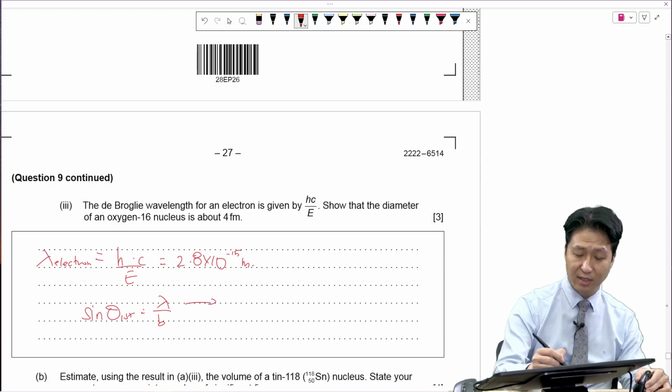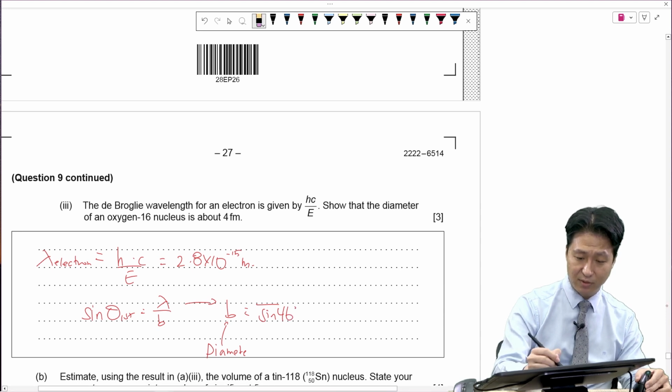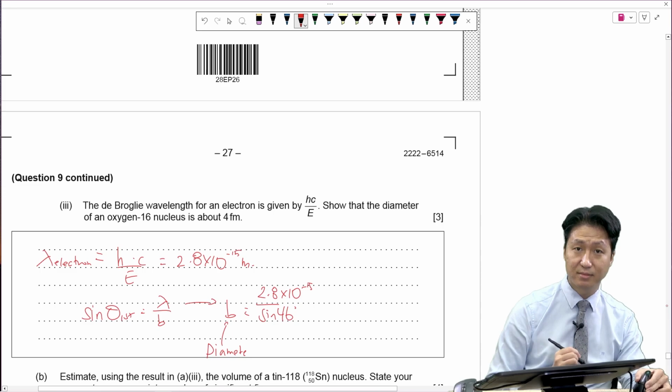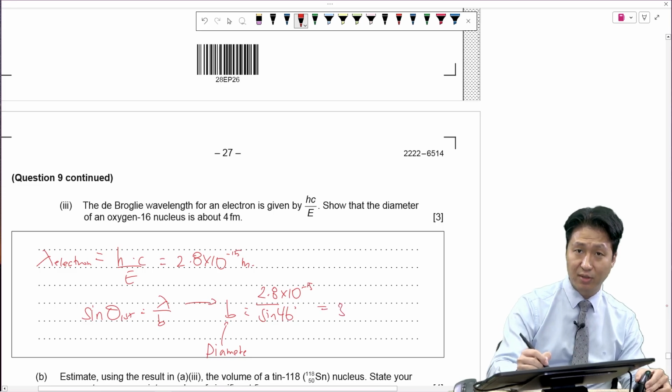So you can find the diameter of the nucleus as being equal to the wavelength over the sine of 46 degrees. Wavelength is 2.8 times 10 to the negative 15, which gives us about 3.9 times 10 to the negative 15.